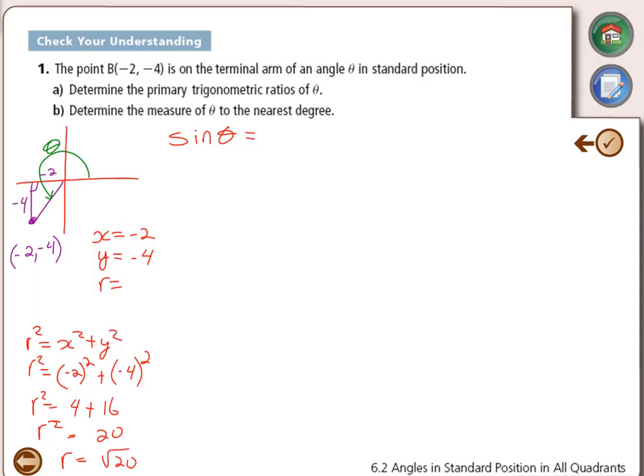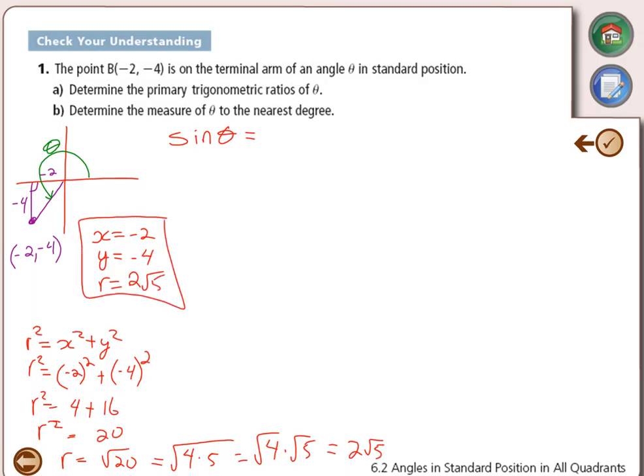Now last year we did some reducing of radicals. So we're going to reduce this. Square root of 20, not in lowest terms. We're going to reduce that. I can take 20, break it down into the square root of 4 times 5. So that gives me the square root of 4 times the square root of 5. Square root of 4, oh, that's a perfect square. That's 2. Square root of 5 stays as such. 2 root 5, that's what I'm going to use for r.